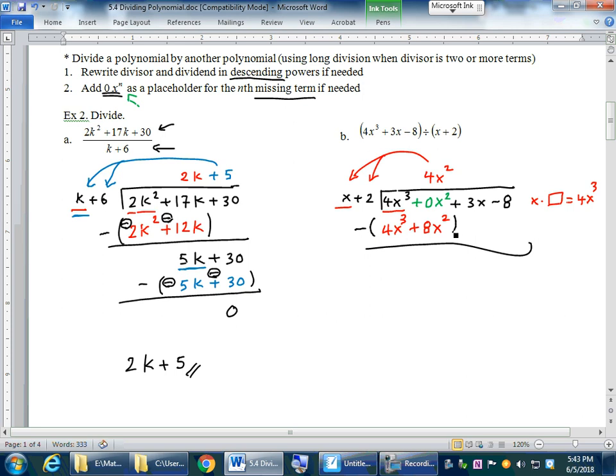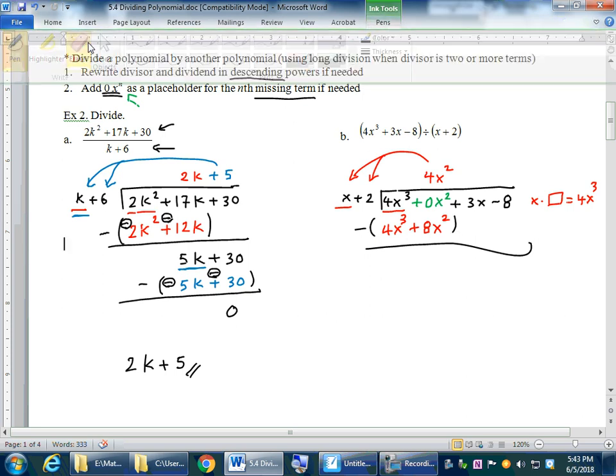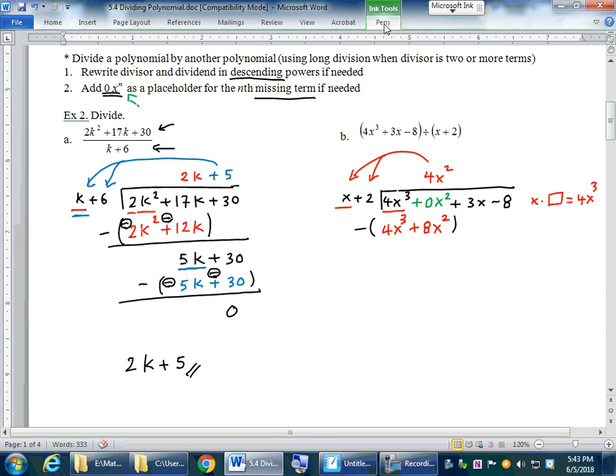Okay, we subtract. So when you subtract, this negative sign is going to distribute. So this first term, the positive times negative will be negative, and this positive times negative will be negative. So we got negative 8x squared plus 3x minus 8. Copy down the rest, everything.